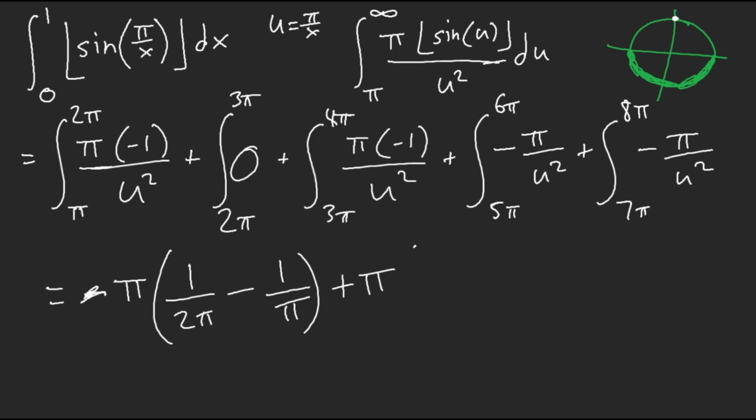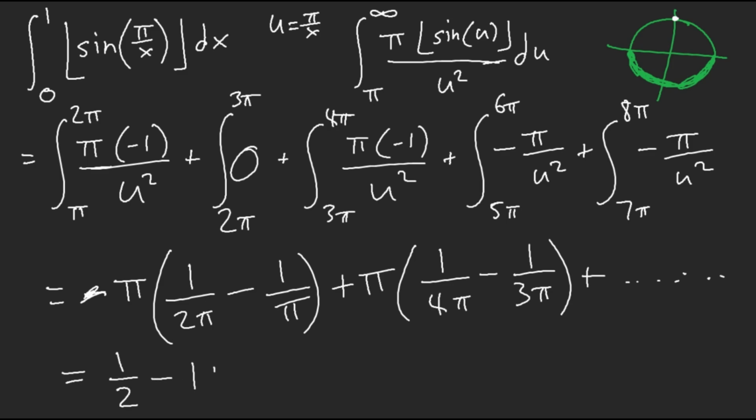Plus pi of 1 over 4 pi minus 1 over 3 pi, etc. And it keeps on going. Another thing I like about this is that all the pi's cancel out. So what we technically have is a half minus 1 plus 1/4 minus 1/3, and then 1/6 minus 1/5. Wait a minute, does this look familiar to you?